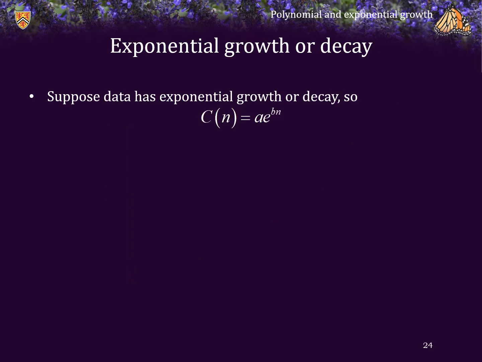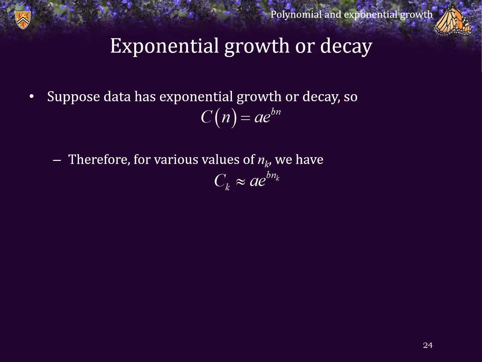So suppose that data does have exponential growth or decay. Consequently, the count, be it a measure of mass, be it a counting of number of objects, there's going to be a relationship of the form the count at time n is equal to a times e to the bn, where a and b are real numbers. b is non-zero, otherwise we have a constant function.